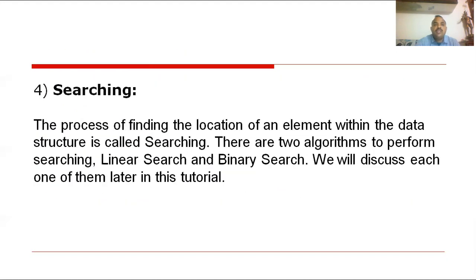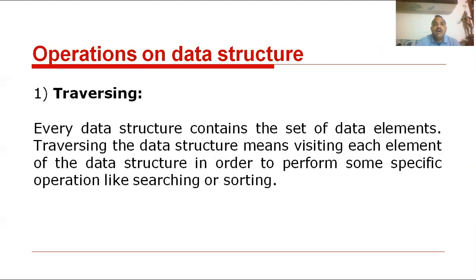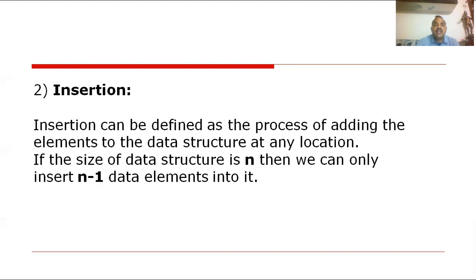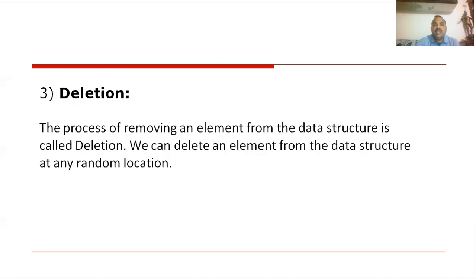These are the most important operations on data structures, right? What are the operations on data structures? The first one is traversing, to visit each and every node in the data structure. That is called traversing. Next one, insertion. Insertion operations are done in multiple ways. Multi-ways means we can insert an element at the beginning of the data structure, at the middle of the data structure, or at the end of the data structure.